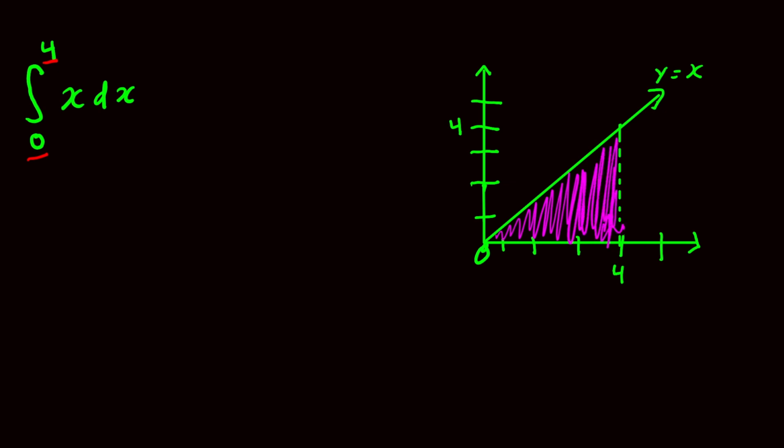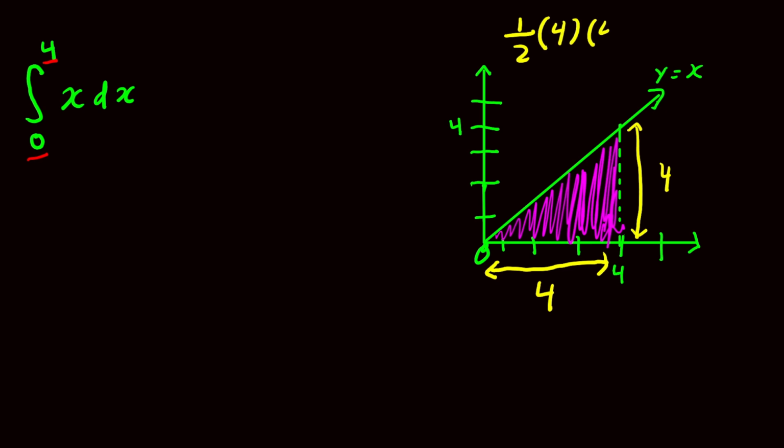Now, let's do it without calculus, right? So the length right here, let me just use yellow, is 4, and the length up here is 4. So we know the area of a triangle is 1/2 base times height, 1/2 times 4 times 4. This is just 8. So right now we know that this pink area is 8.